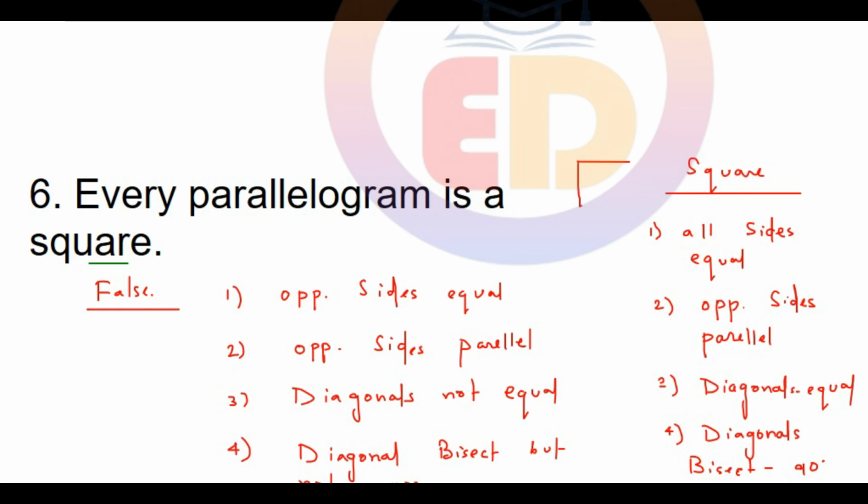So this sentence is false. Square: all sides equal, diagonals equal, and the diagonals bisect at 90 degrees. So these angles are all 90 degree. Parallelogram: only opposite sides are equal, diagonals are not equal. Answer is, the sentence is false.